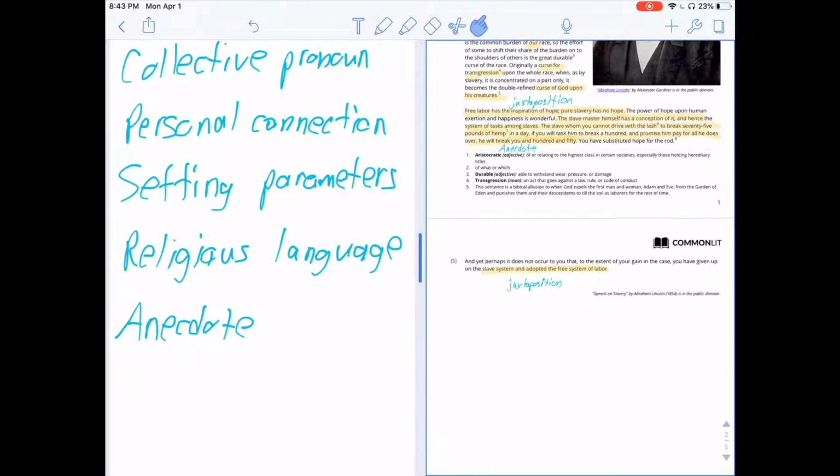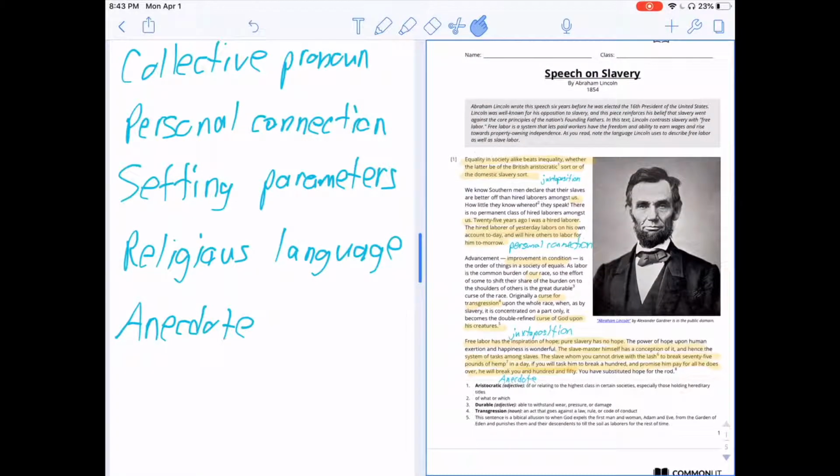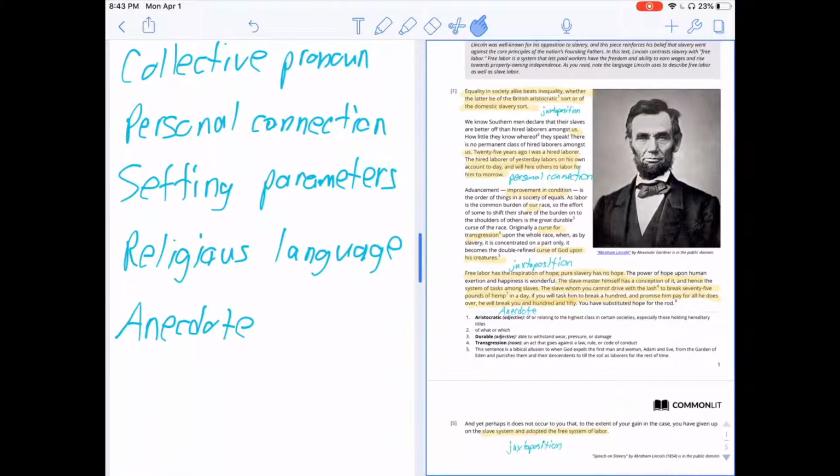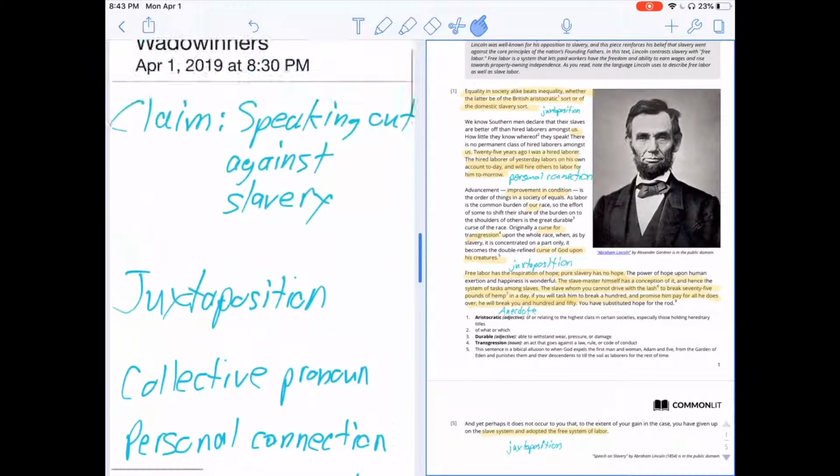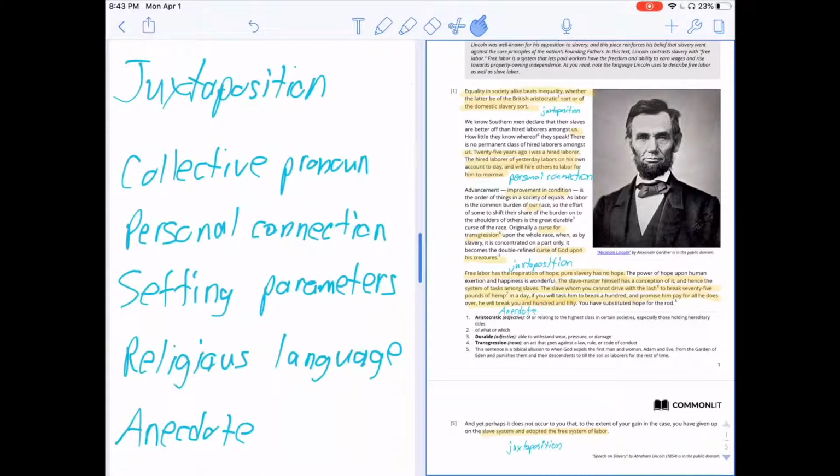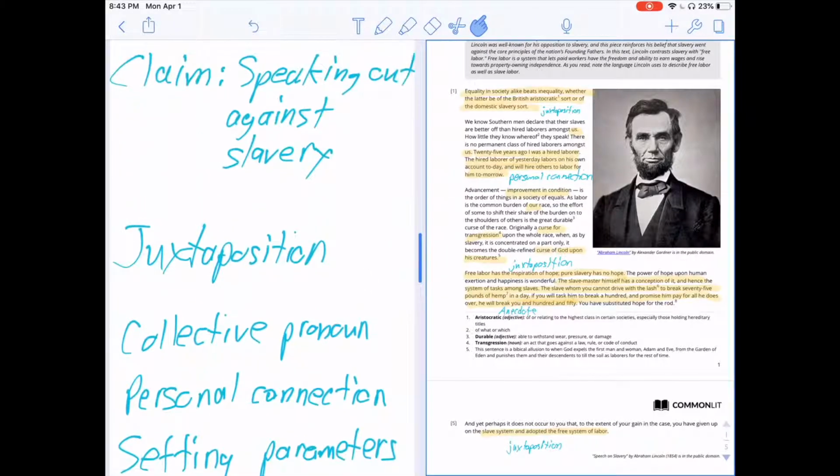So now we have an annotated article full with our different rhetorical devices and a list along with our claim. We can now use this information to start putting it into an essay using quotes which we've highlighted and explaining how the author uses these to further his claim that we need to speak out against slavery and that it's taking over our systems.